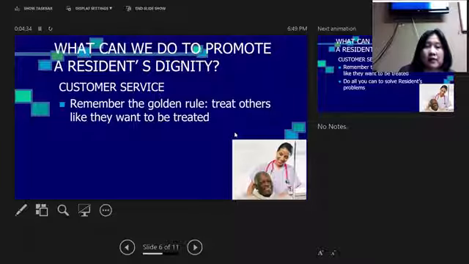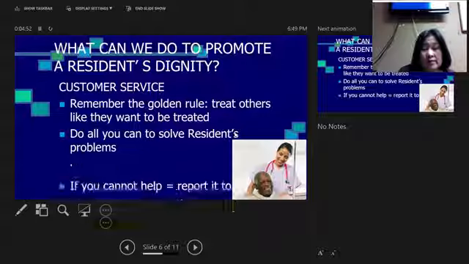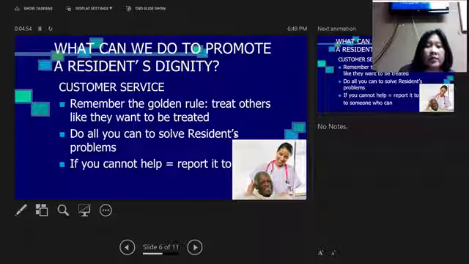We talked about that early on in another chapter. Again, with the golden rule, treating others like you want to be treated. Do all that you can do to solve your residents' problems in a timely manner. Answer your call lights promptly. If you can't get to what they need, let them know you'll go find someone to help or you'll go find the right person to report it to. Okay?